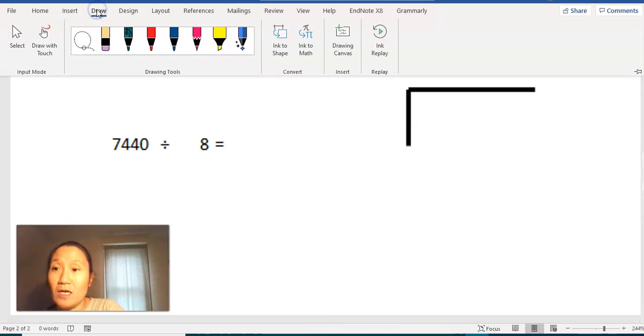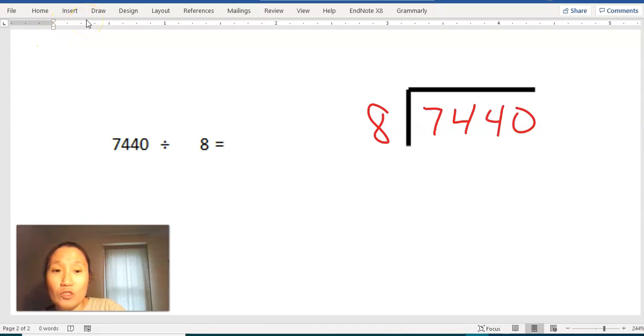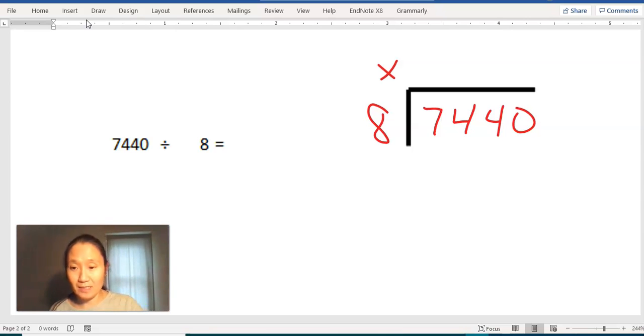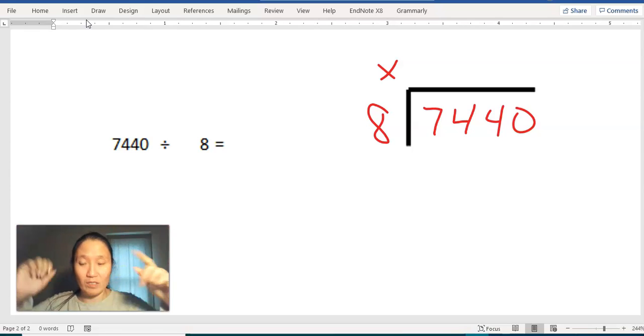I need to draw with touch. So 7,440 goes over here, and then my 8 comes out over here. Now, I want to use multiplication facts to solve this. I've done this with some of my tutoring students. They like this method. Some like the Big 7, some like this method. There's many different ways to do this. Now again, whatever way you decide to do this, show your answer below.